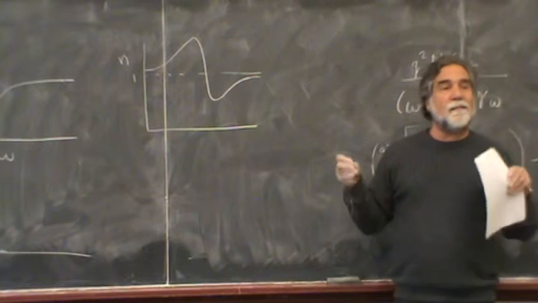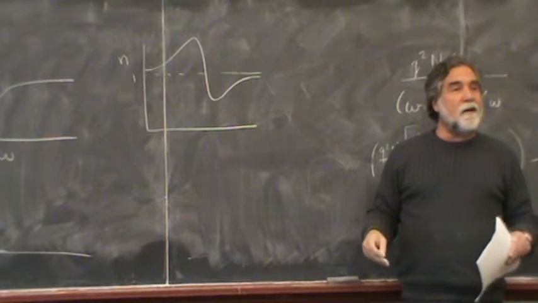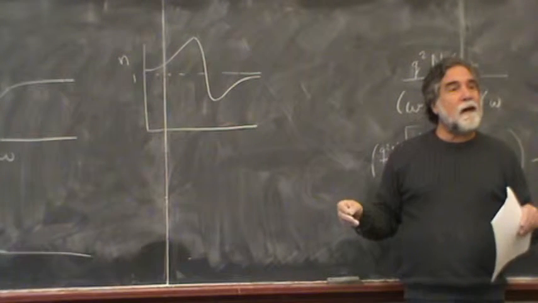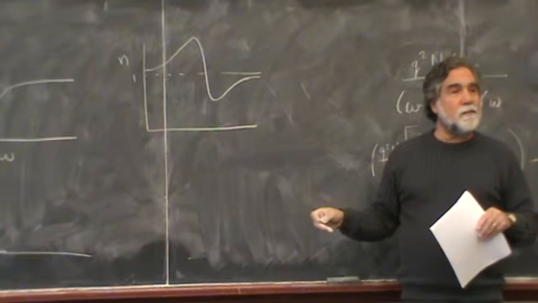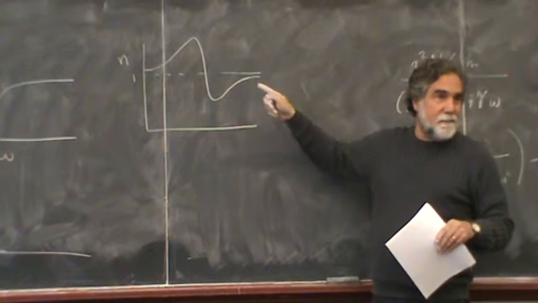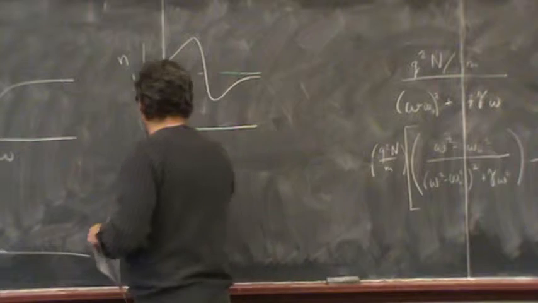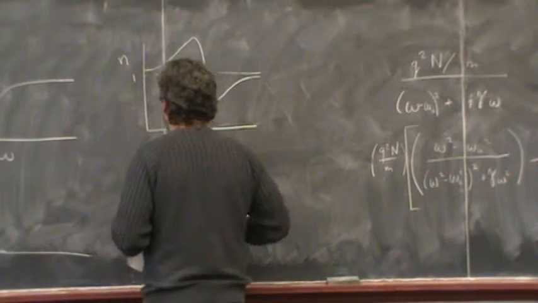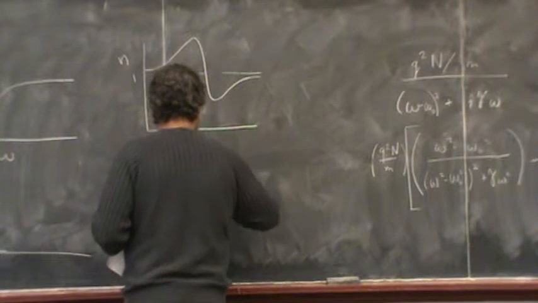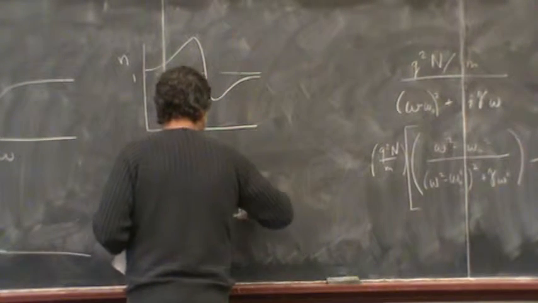If I have time, at the very end of the course, I'll come back to group velocity as opposed to phase velocity. This is the phase velocity. And the extinction then looks like that.